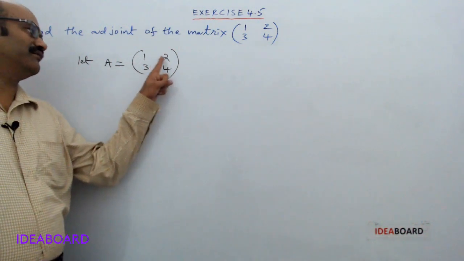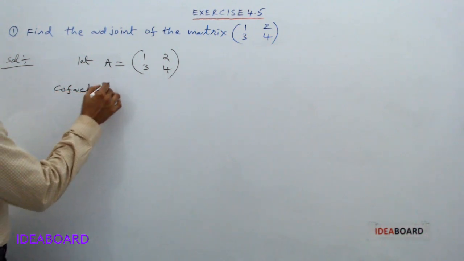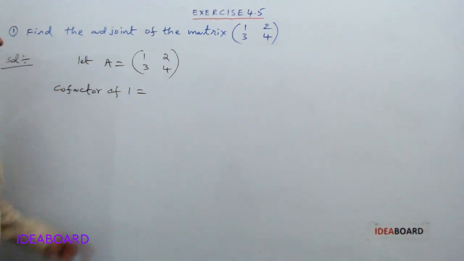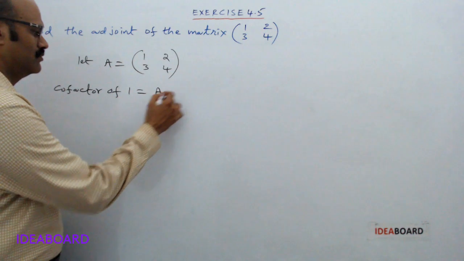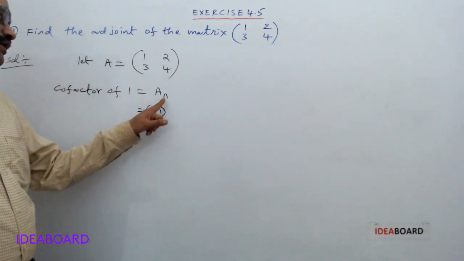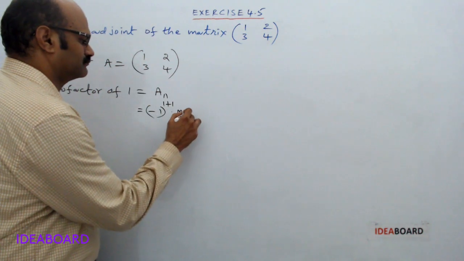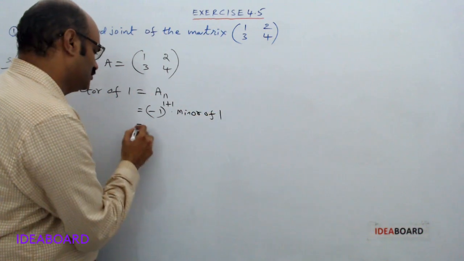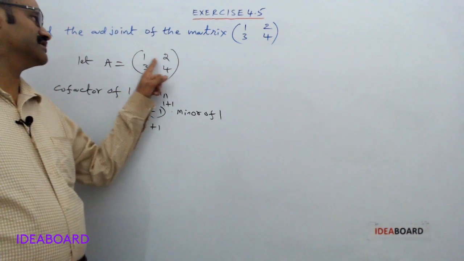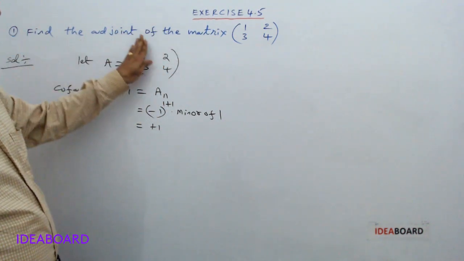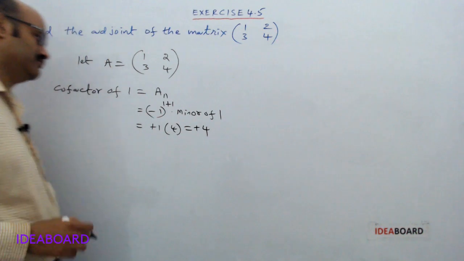Now we have to find the cofactor of each and every element. Cofactor of 1 equal to A11 equal to minus 1 whole power 1 plus 1 into minor of 1, equal to minus 1 whole power 2, equal to plus 1 into the minor of 1. The element 1 lies in first row and first column. So we have to close the first row and first column. Then the remaining element here is 4. So equal to plus 4.